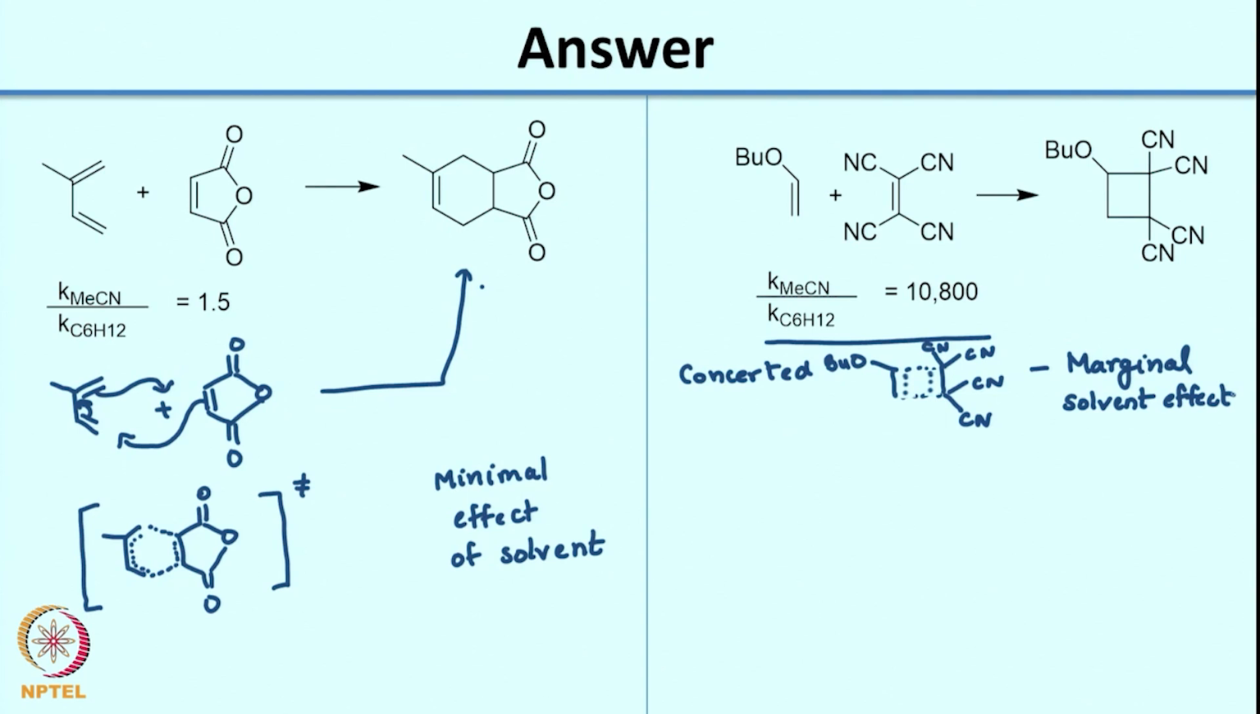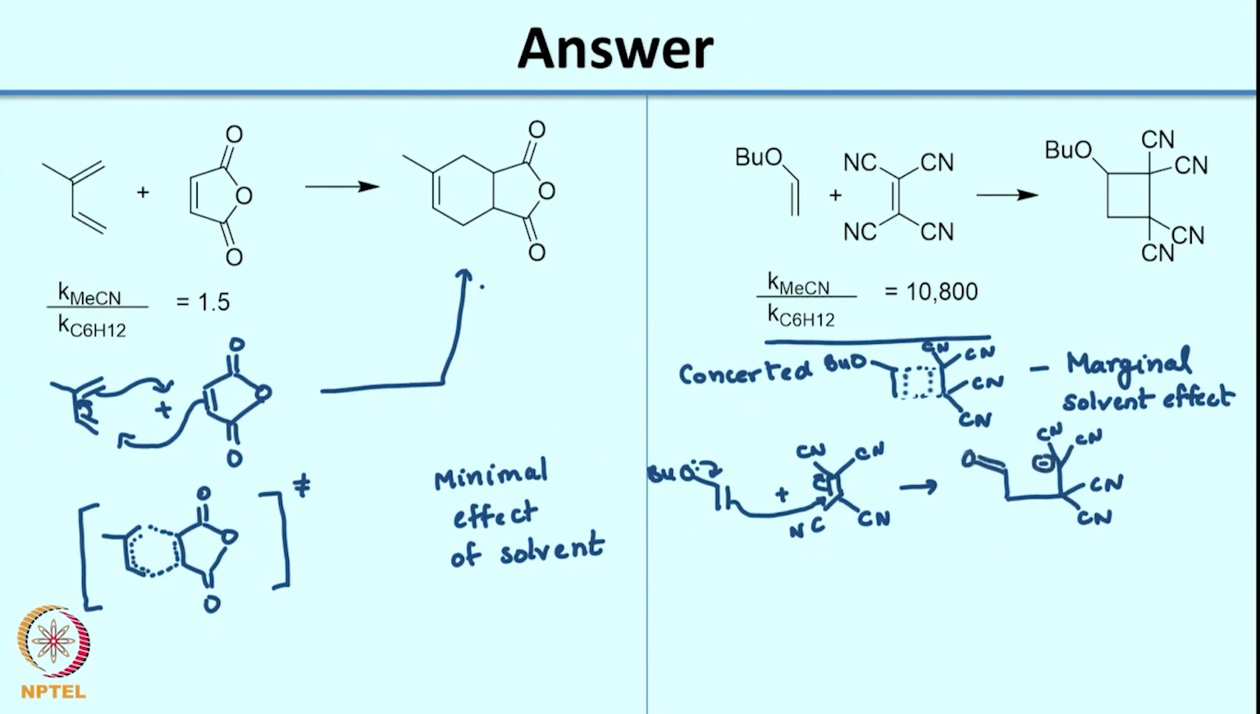Obviously, there has to be some charged intermediate being formed. If you think of a stepwise mechanism for this reaction, you can draw, I am redrawing the reactants. You have the lone pair here, you can use it to push the electrons. What you would get would be an intermediate which is charged. Now, this charged intermediate would definitely be stabilized by an increase in solvent polarity.